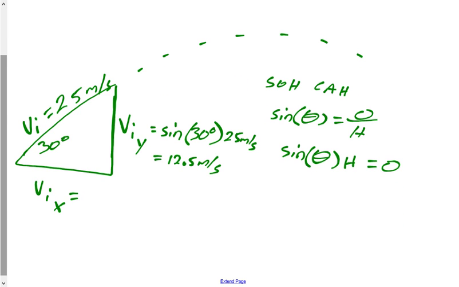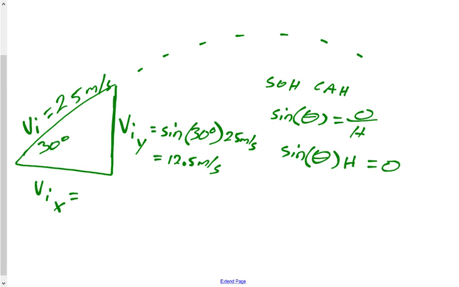Keep in mind also that if you were to throw a ball upwards at 12.5 meters per second, it would come to the same peak height as this ball would in this scenario, and it would also be in the air for the same period of time as this ball would.